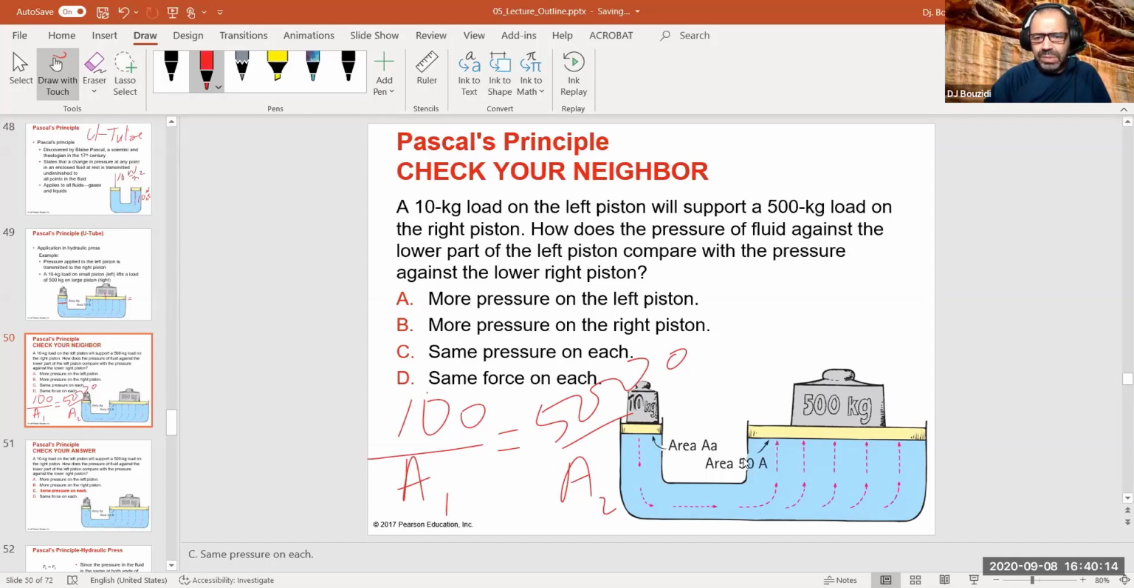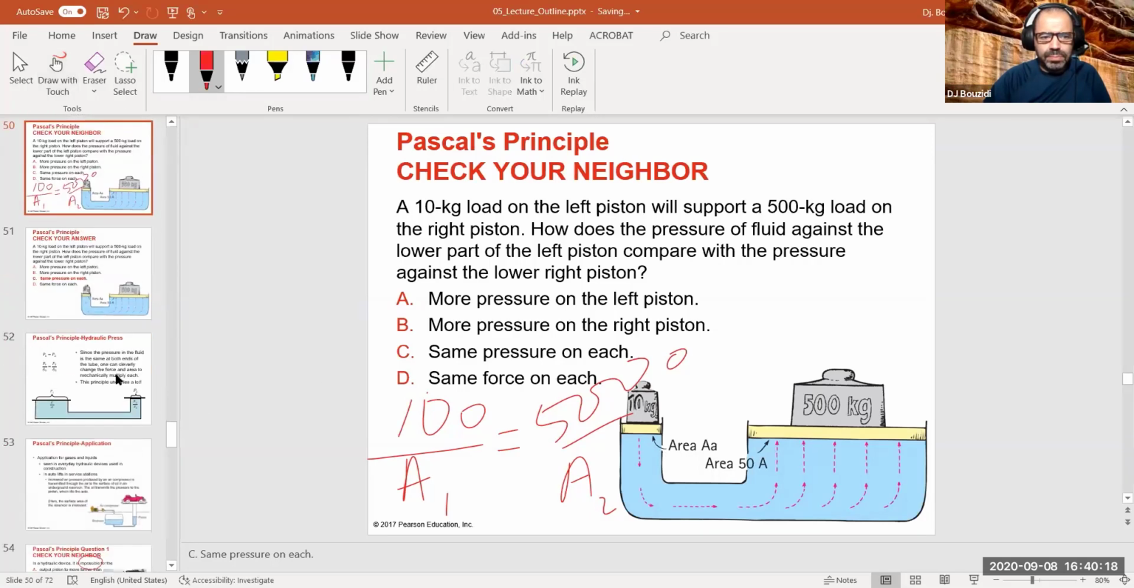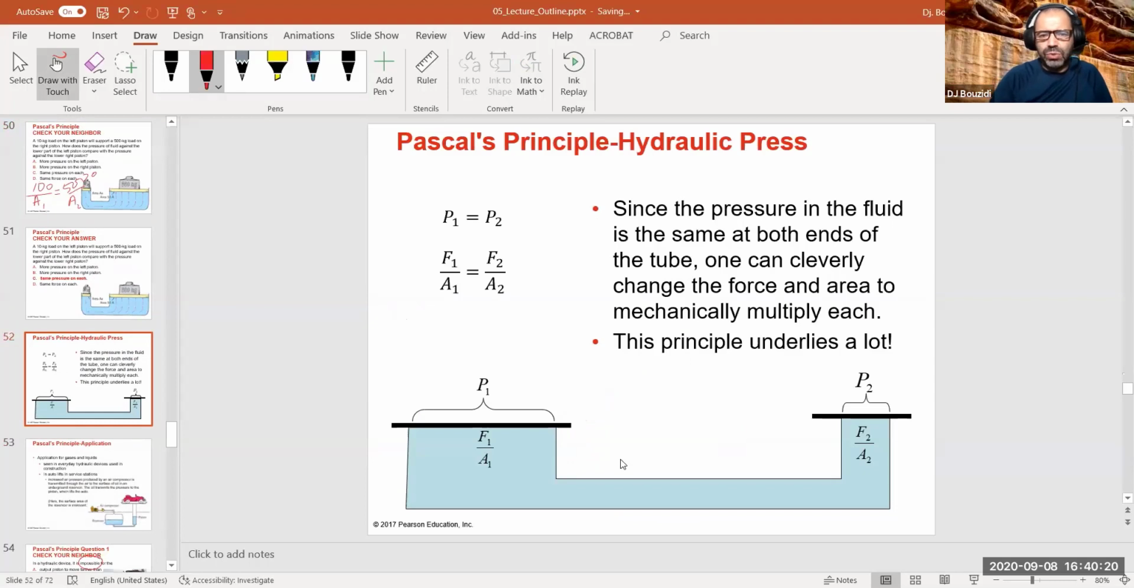So both sides will have the same pressure. That's Pascal's principle. Okay, and this is the formula I just used. The pressure on both sides is the same, and this is the ratio of the forces. This force is called the effort. This is called the load. Okay, F2 in this case is the effort. F1 is the load.